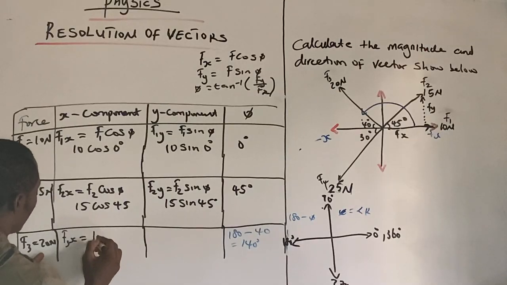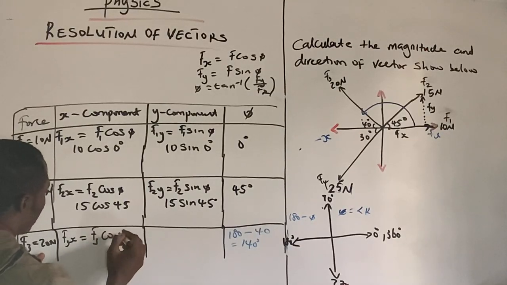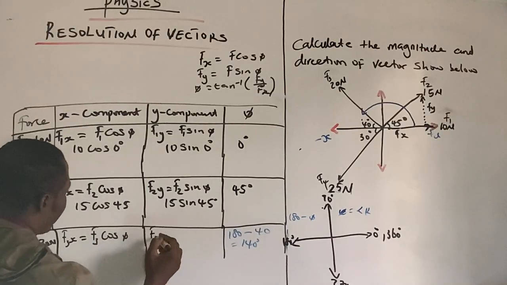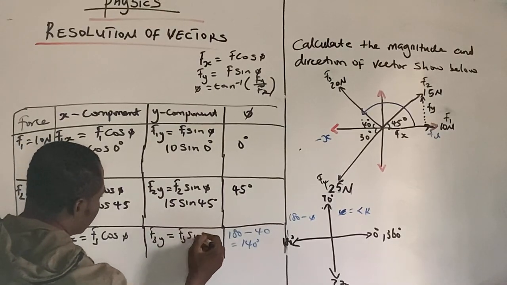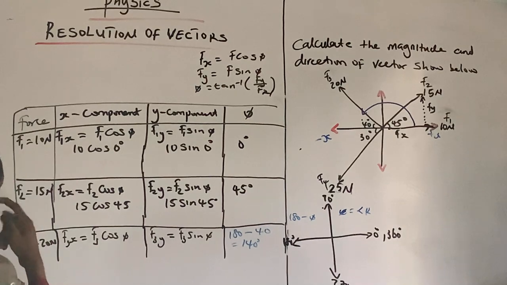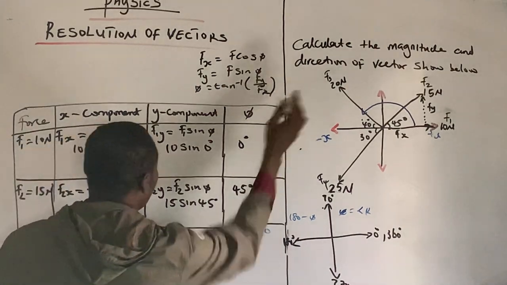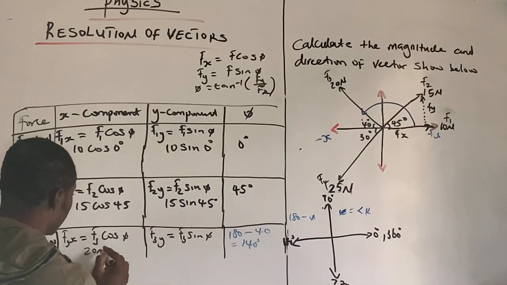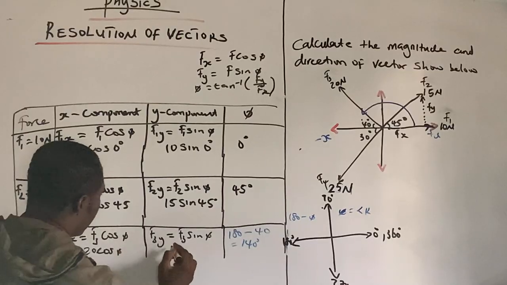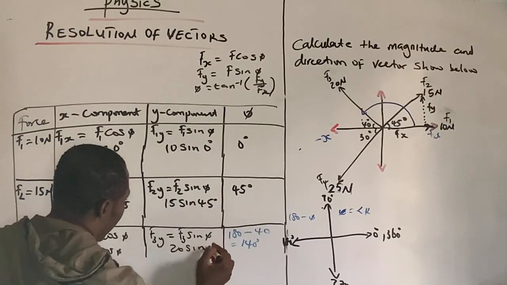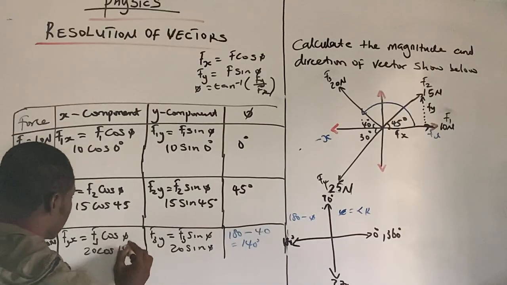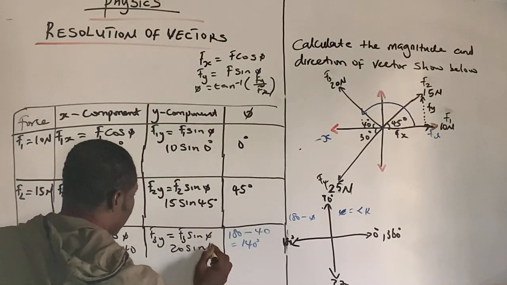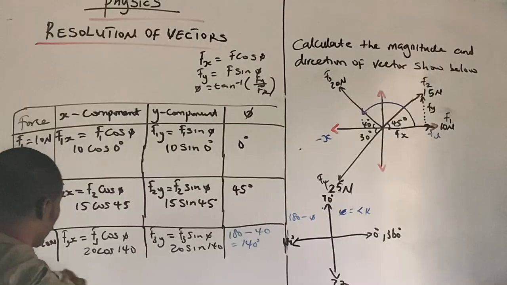F3x is equal to F3 cos theta. F3y is equal to F3 sine theta. Now, my F3 is 20 Newton, so it's 20 cos theta. This is 20 sine theta. Okay, now my theta there is 140, so let's not waste our time. My theta there is 140. So we'll move to the next one.